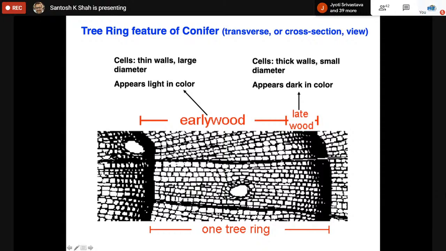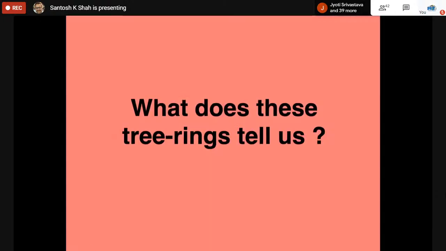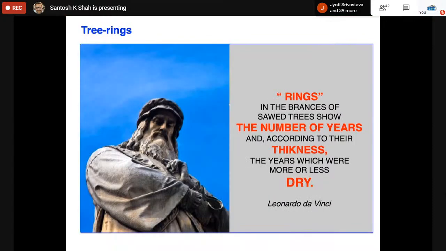That is annual rings. So what does this tree ring tell us? In fact, we have known since long back, Leonardo da Vinci called that rings in the branches of trees show the number of years. That is, according to their thickness, the years which were more or less dry. That means if the thickness of the rings is wider, that means the year is more favorable or environmentally very much beneficial. But if the rings are very narrow in size, that means the year is a dry year. That means less rainfall occurred or some drought.